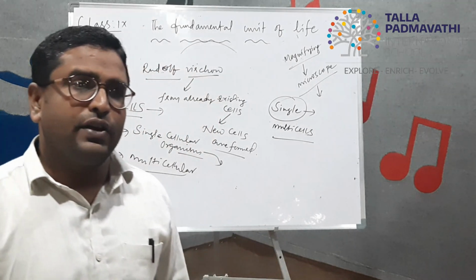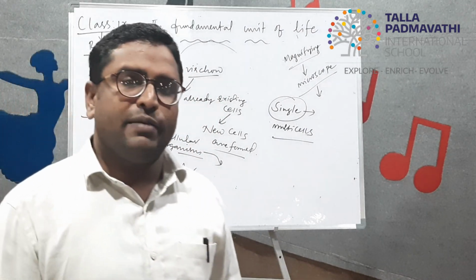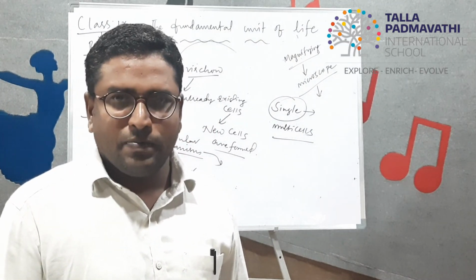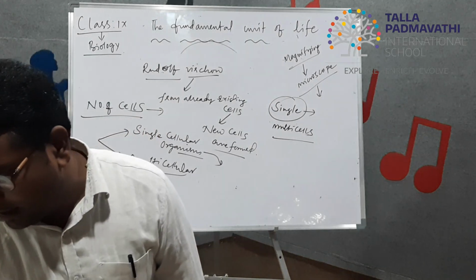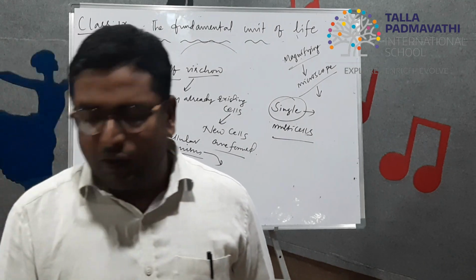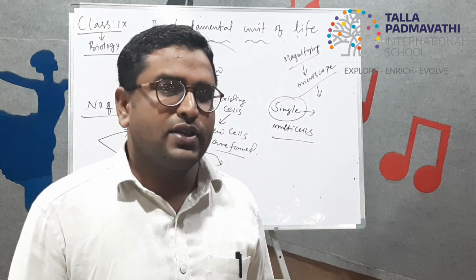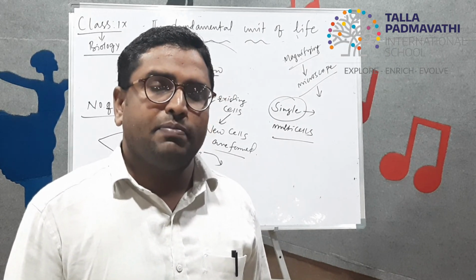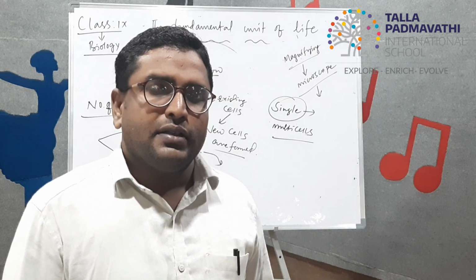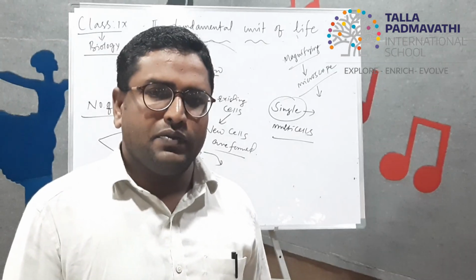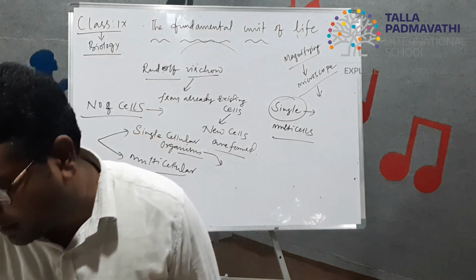Why is there a difference in the shape and size of the cell? That relates to their function. A particular type of cell will have a particular function, so the particular shape and size of the cell depends on its function. So you have to remember that.